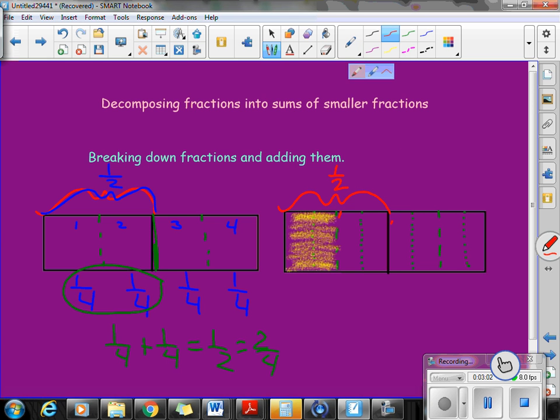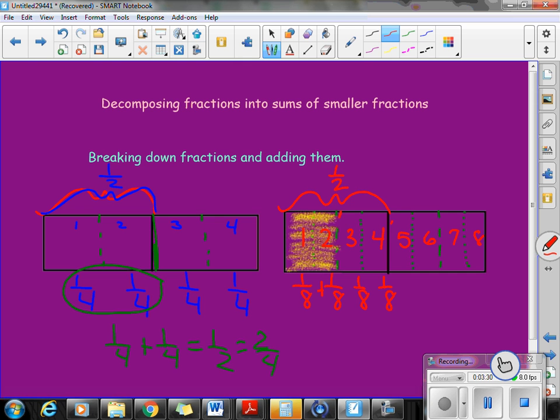You can see that I still have 1, 2, 3, 4, 5, 6, 7, 8 parts. Therefore, I can name each of my parts as 1/8. So you can see I have 1/8 and 1/8. And I'm just going to put the 8ths for this half. So this half is broken up into 8ths and is also broken up into 4ths.